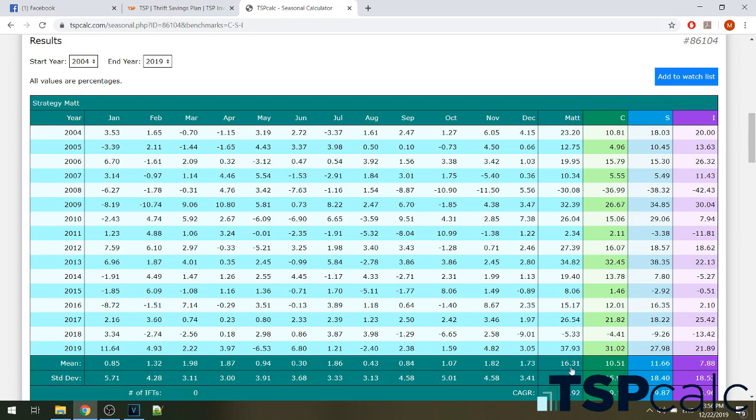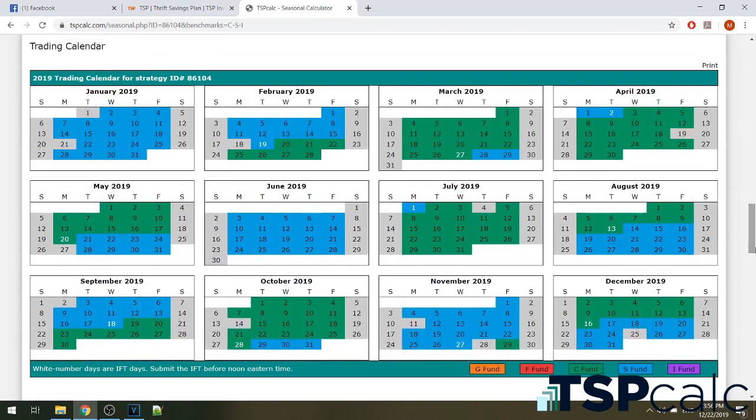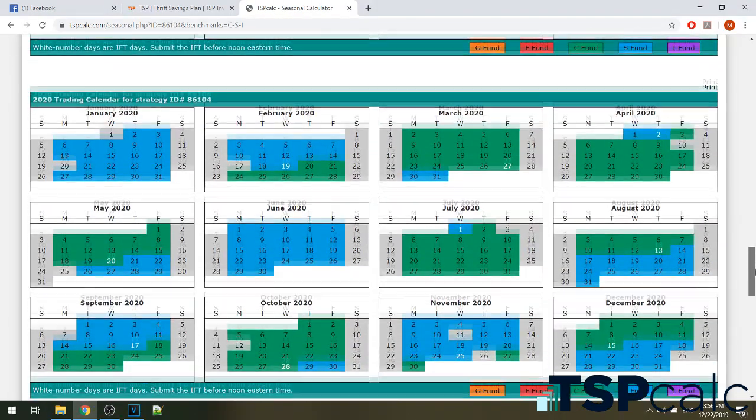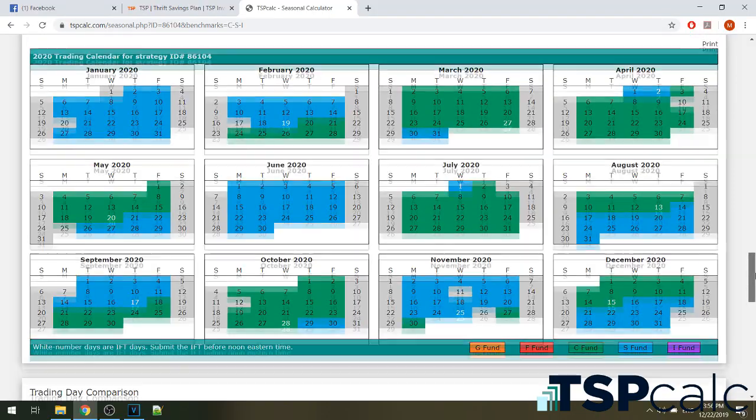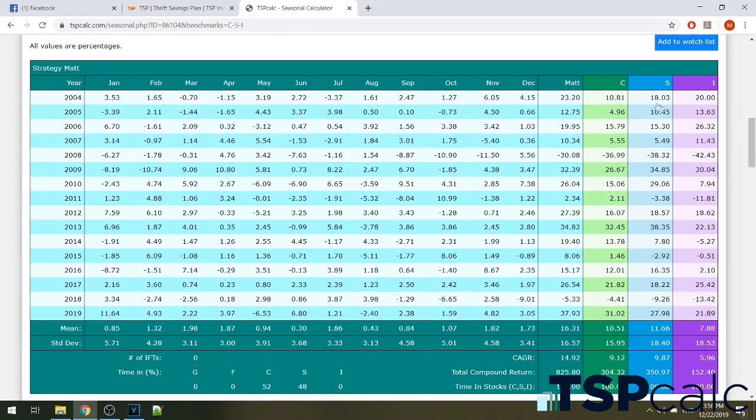But you can see now, that's a lot better than the one we were looking at before. Now we're averaging 16.31% since 2009 compared to the C fund's 10.5 and the S's 11.6. And down here, the trading calendar is different. This is the trading calendar specifically for 86104, for this strategy. Again, this is 2019. Scroll down a little bit further. There's 2020. Okay, and so these three are buy and hold.